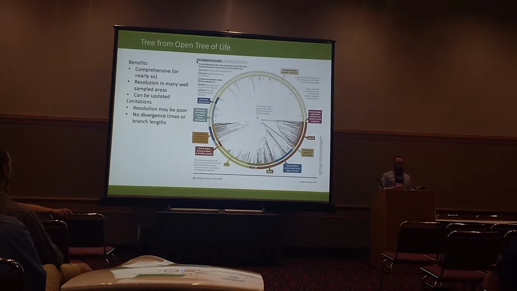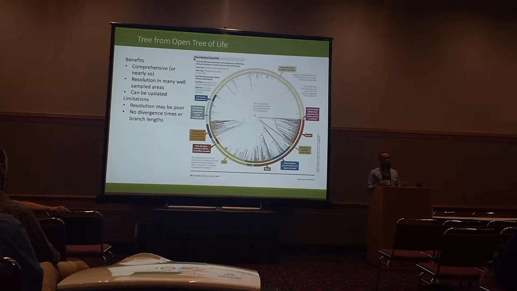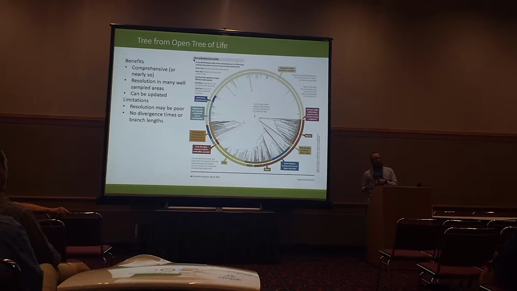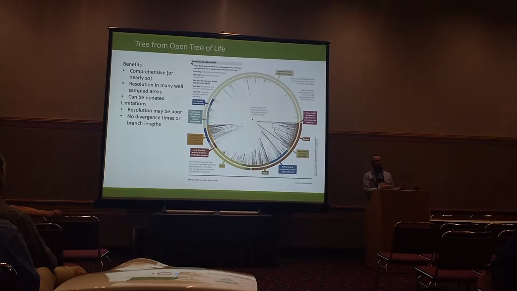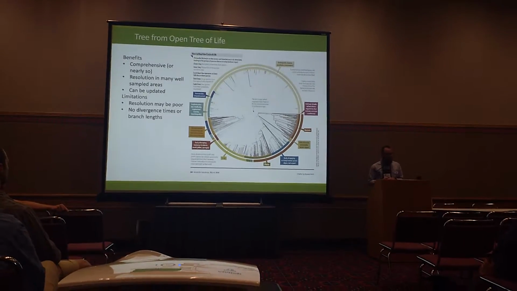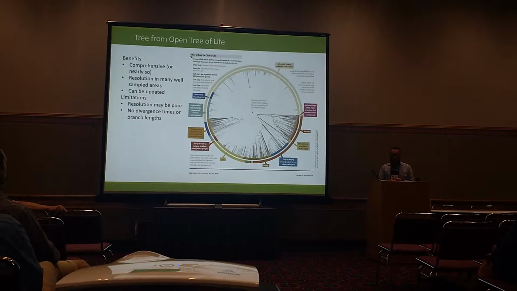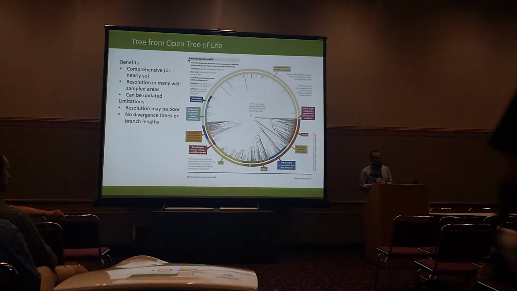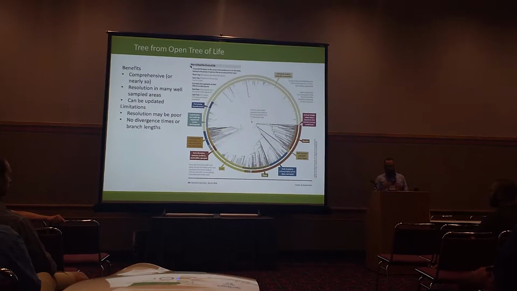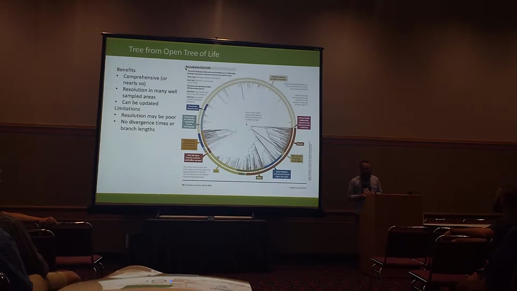So as I've mentioned, the Open Tree of Life has some benefits. It's comprehensive, or nearly so. It's limited by taxonomy and some other resources, but nevertheless, it can be updated. And in some of the well-sampled areas, it has reasonable and good resolution. Some of the limitations are that the resolution may be poor, either non-existent or wrong, because the resources we have aren't necessarily the most up-to-date or accurate, or we don't know, because the community hasn't put their voice in yet. And also, it doesn't have divergence times or branch lengths.